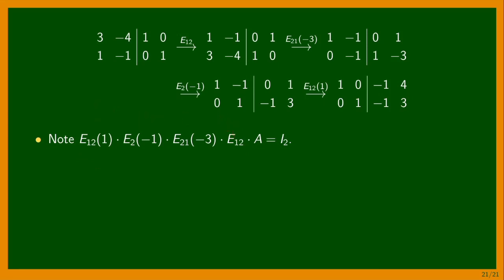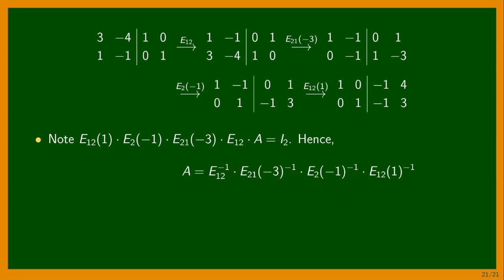Kukunin natin si A. Paano? Isipin nyo, P ito. And then, multiply P inverse on the left. This reverses the order. O, diba? Magiging ganun yan. So, E12 inverse, E21 minus 3 inverse, E2 negative 1 inverse. Magbabaligtad ang order, ha?